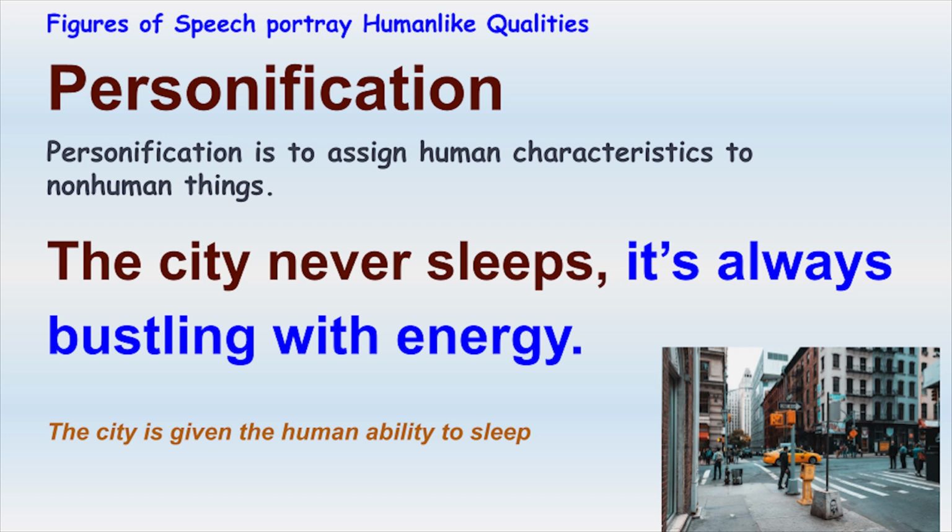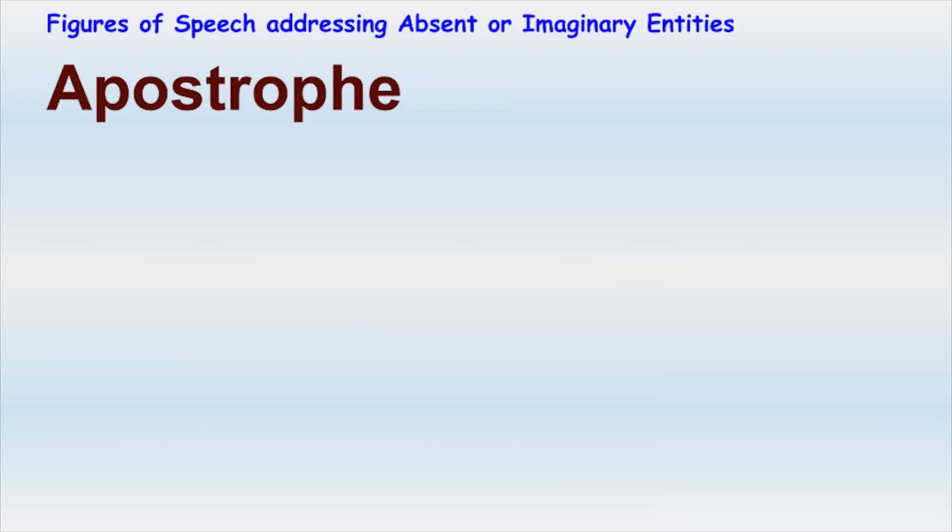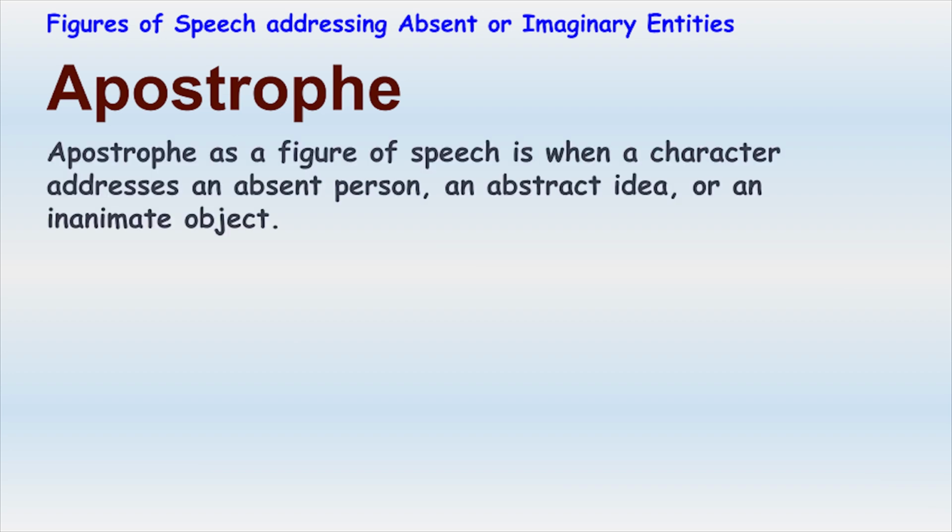And our last figure of speech is the apostrophe. Now, we know of the apostrophe as a punctuation mark. But what do you know of the apostrophe as a figure of speech? We use an apostrophe as a figure of speech when a character addresses an absent person, an abstract idea, or an inanimate object. In other words, it's speaking to someone or something that cannot respond to you.